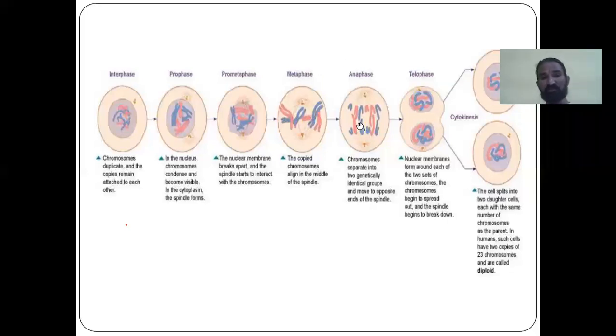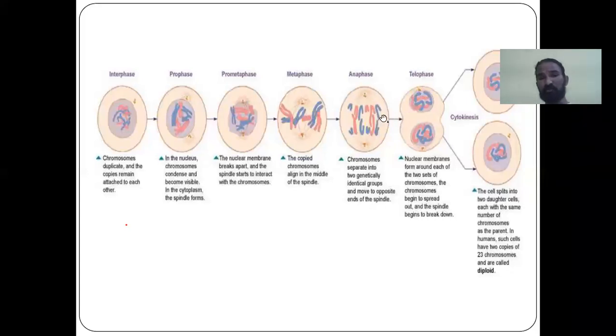In anaphase, due to the pull of the spindle fiber apparatus, the chromosomes separate from the equatorial plate and move to the polar side. This is called anaphase. The chromosomes are separated into two genetically identical groups and move to opposite ends of the spindle, where they are located at the poles of the cell.